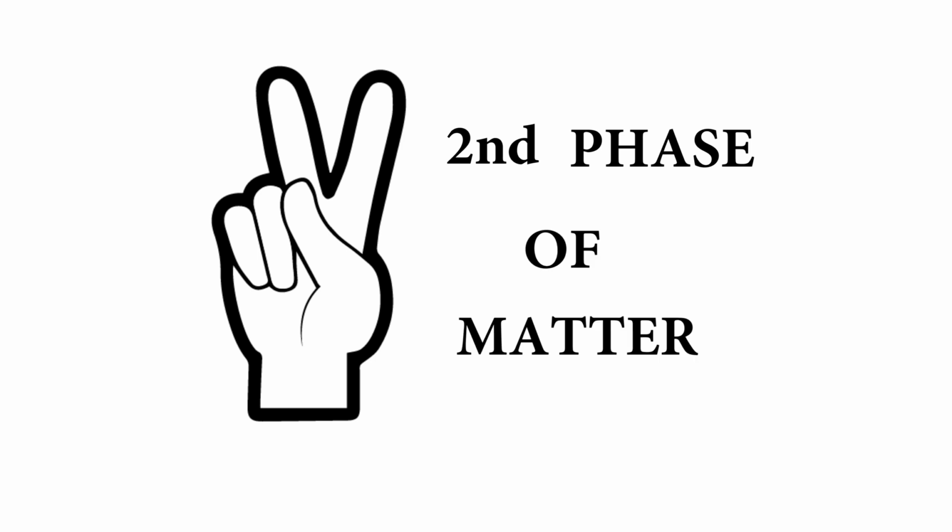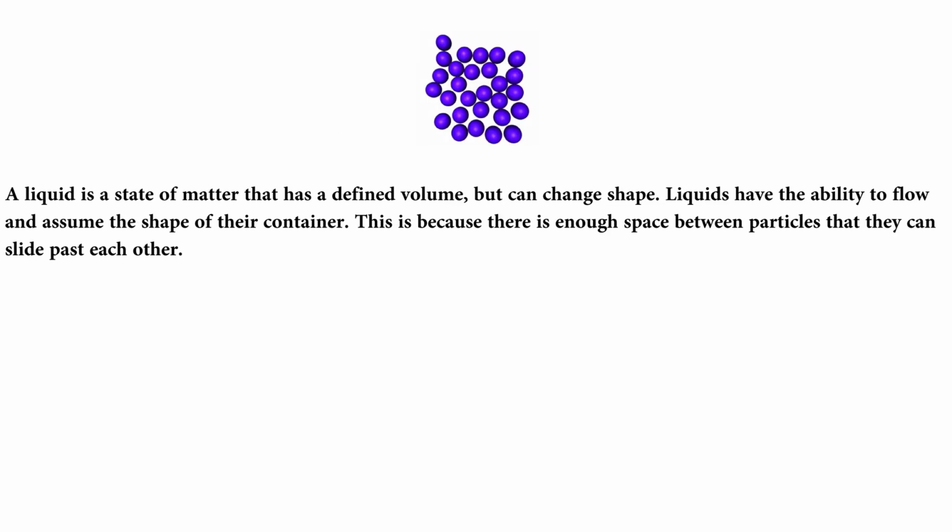The second phase of matter is liquid. A liquid is a state of matter that has a defined volume but can change shape. Liquids have the ability to flow and assume the shape of their container. This is because there is enough space between particles that they can slide past each other.